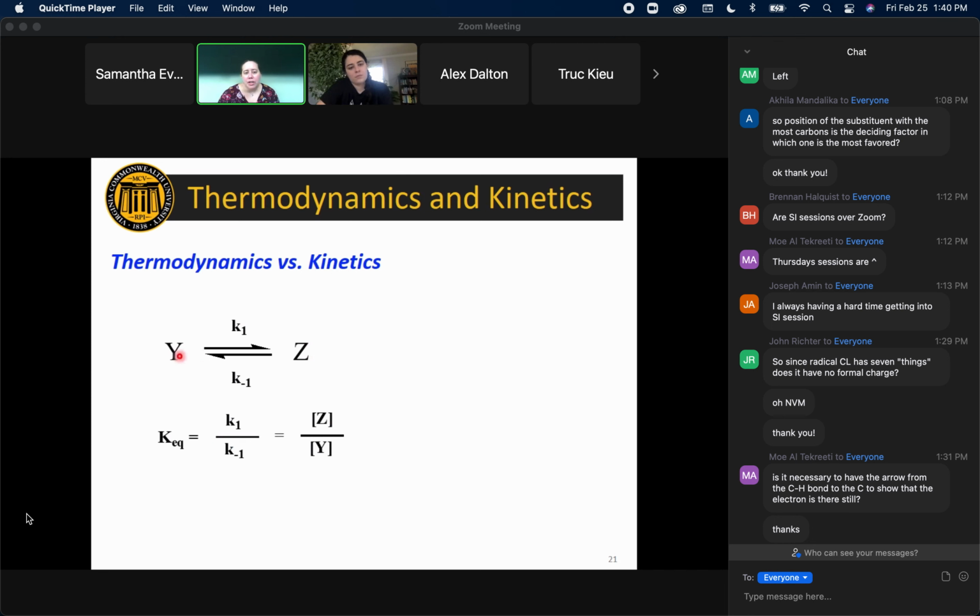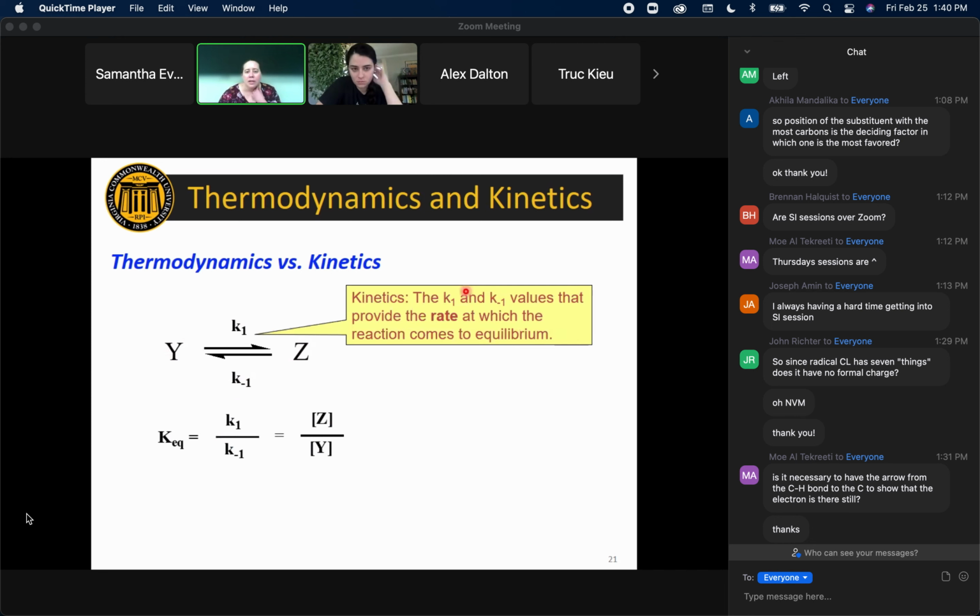If we have this generic equilibrium reaction where Y and Z are in equilibrium with each other, Y is going to get converted to Z at some rate that can be described using a rate constant, or a little k. And Z will also convert back to Y using some different rate constant, or k-1. These k1 and k-1 values give us the rate forward and the rate backwards for this reaction.